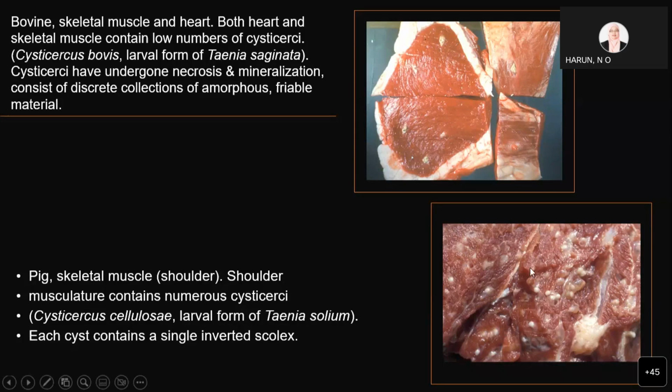But look at the tapeworm, or Taenia solium, the pig tapeworm. As you can see, its larvae are full and whitish here. This is the Taenia solium, the tapeworm of the pig. Each cyst contains a single inverted scolex. Usually if it is inverted, it means it is very difficult to get rid of them, and they will attach very strongly to the surrounding muscle. See the difference between the beef tapeworm and the pig tapeworm.